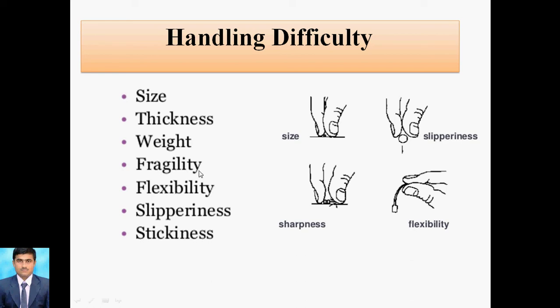The next, fragility, so if it is some glass material, it should be handled for that fragile moment. Then flexibility, we can flex it easily, so that type of material we can use for the complexity of surfaces. Then slipperiness, so slipperiness means it can slip when you pick the part, because of the ground surface. Then stickiness, so some parts will stick directly with some components. So this is regarding the handling difficulty.